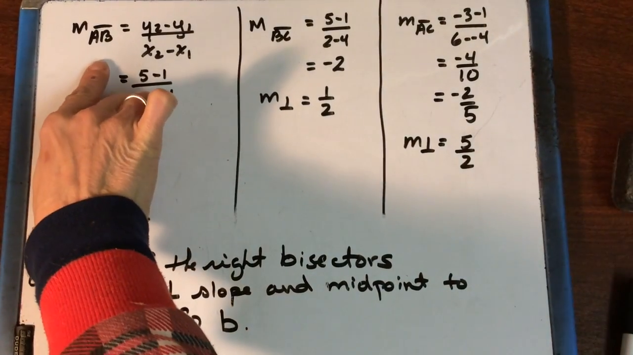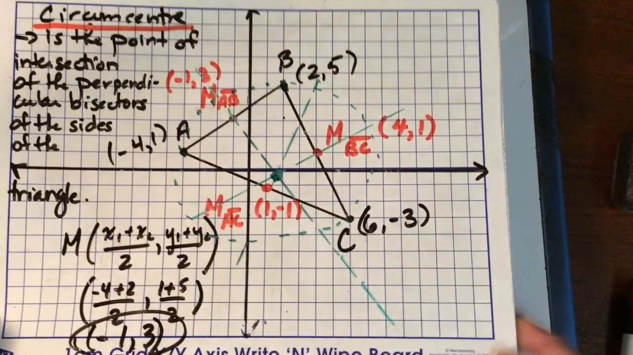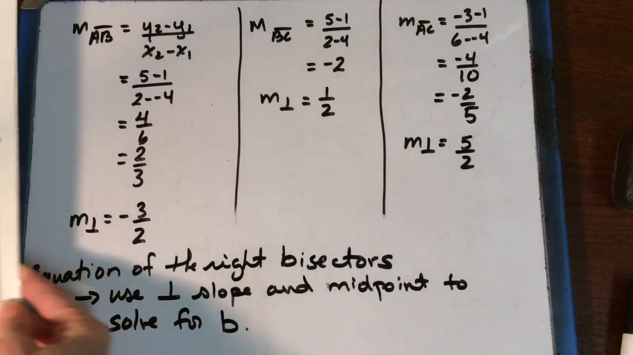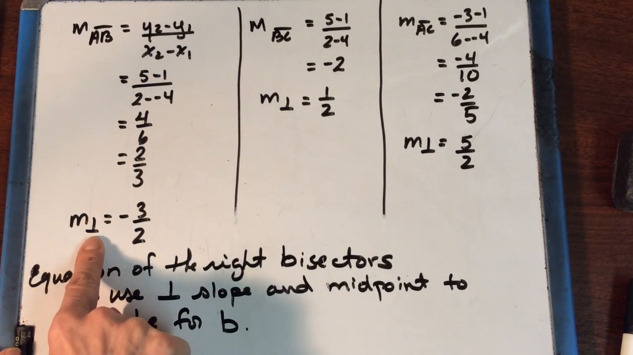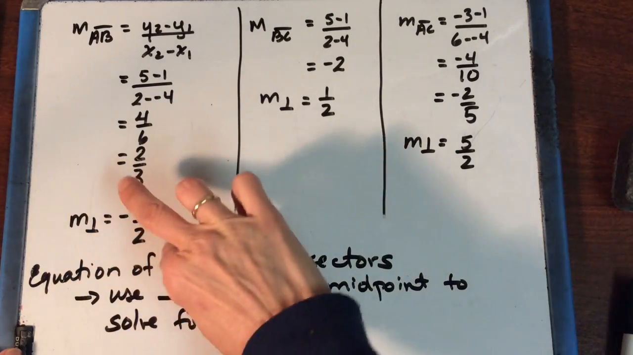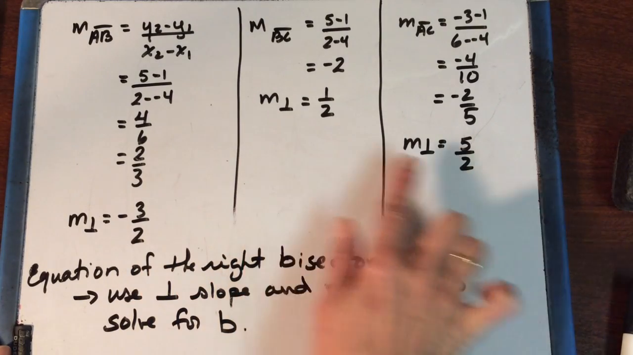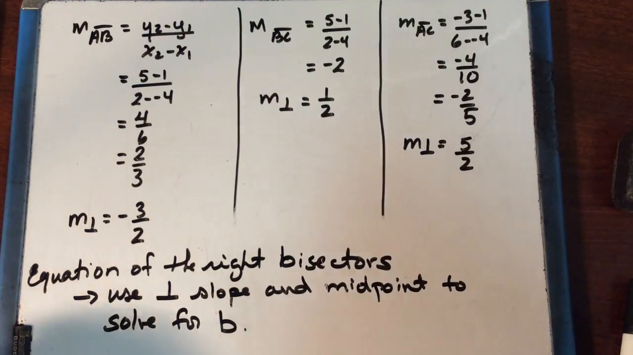And I've used the slope formula, y2 minus y1 over x2 minus x1, and I've used these points here, okay? And then I have plugged them in to each one. And I got 2/3 for the slope here. Perpendicular is the negative reciprocal, so the opposite sign, and then you flip the numerator and the denominator. I did it for this one and this one, for all three of them. The equation of the perpendicular bisectors, how do we find that? We use the perpendicular slope and midpoint to solve for b. And that's what I'm going to do for you here.